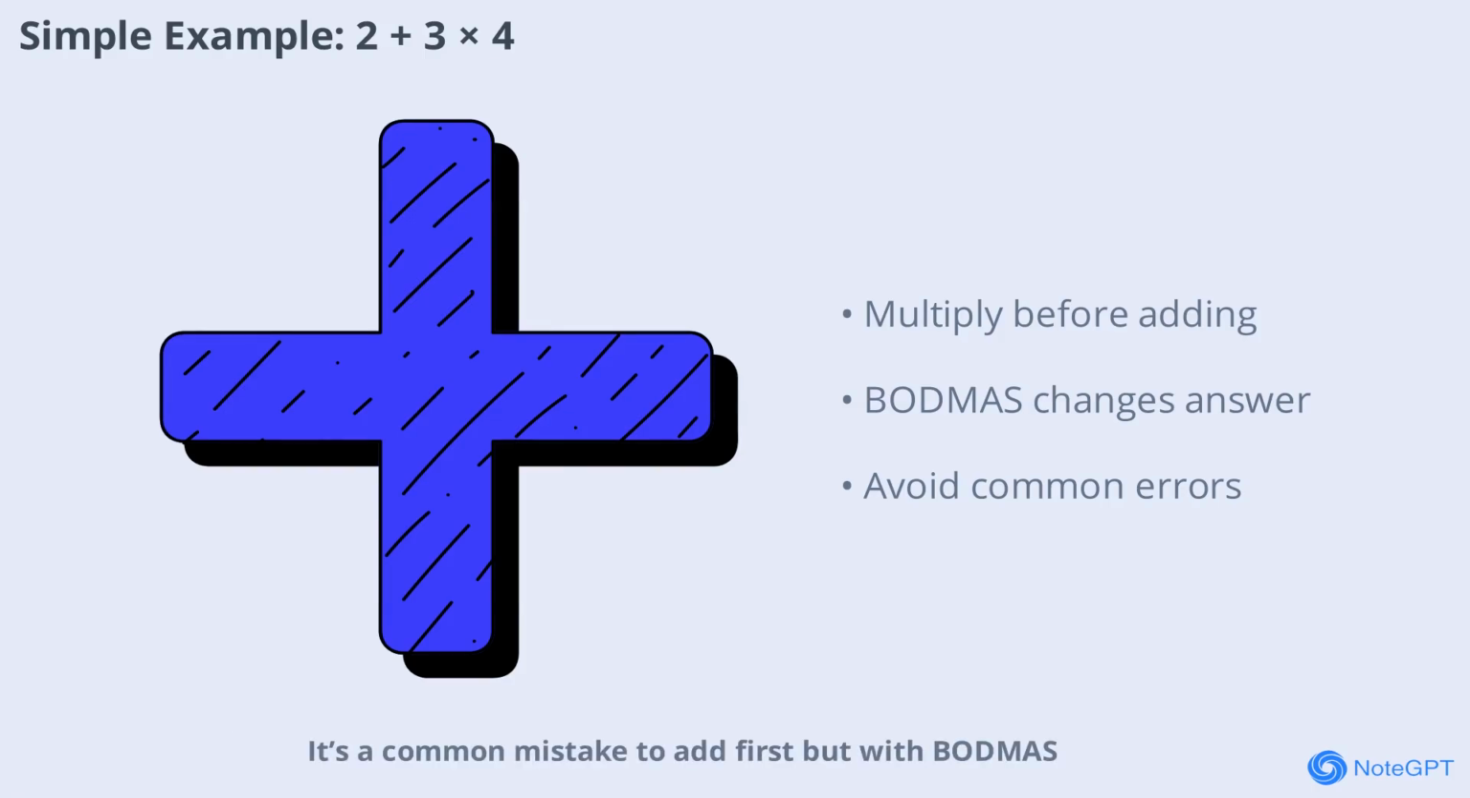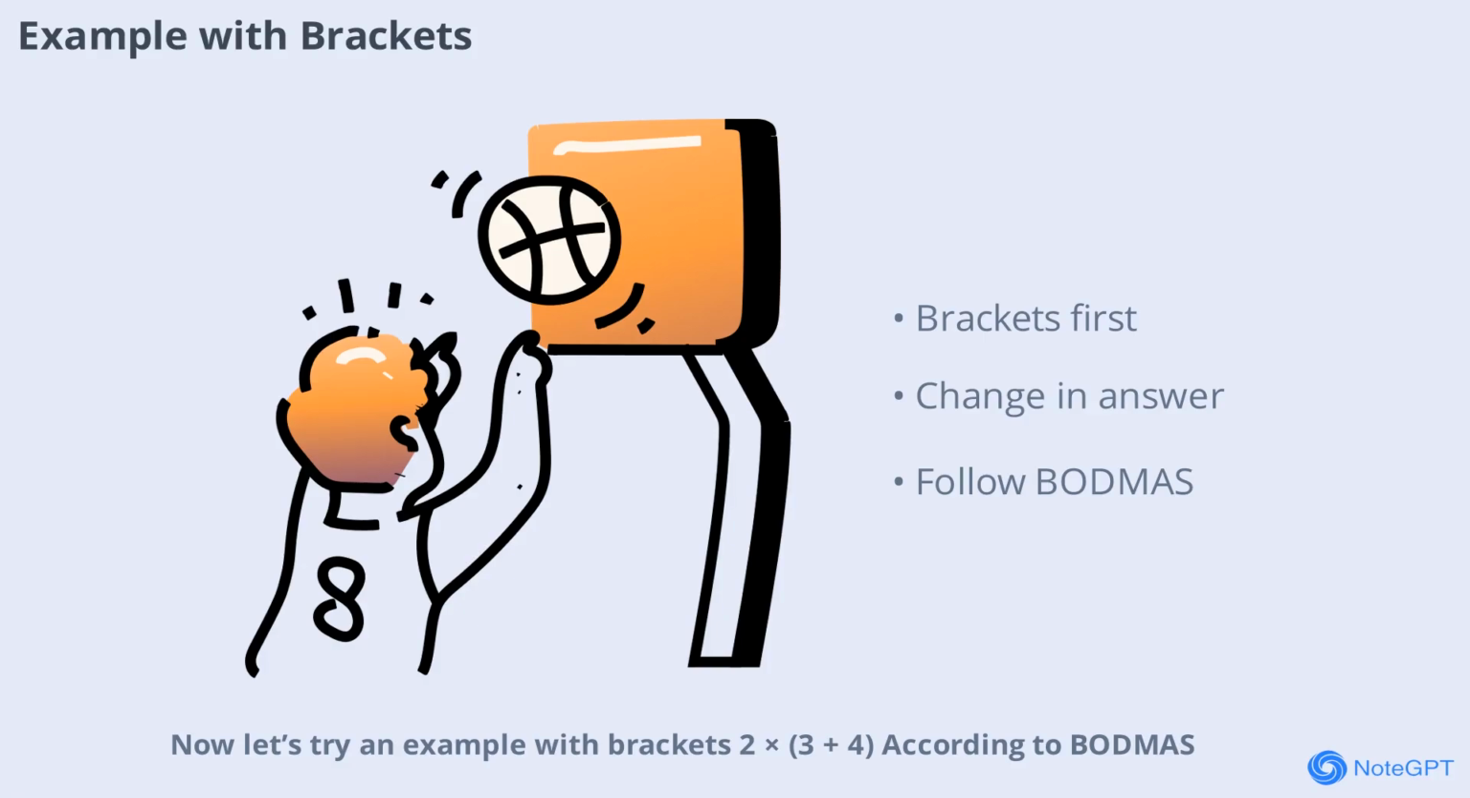It's a common mistake to add first, but with BODMAS you know to multiply before adding. Practicing with simple examples like this helps you remember the rule and avoid errors in more complex problems. Now let's try an example with brackets: 2 times (3 plus 4).